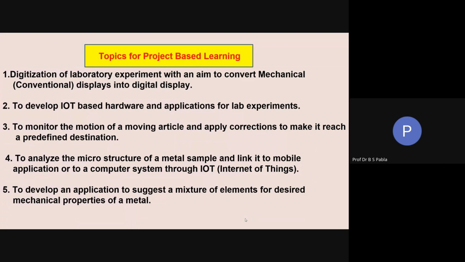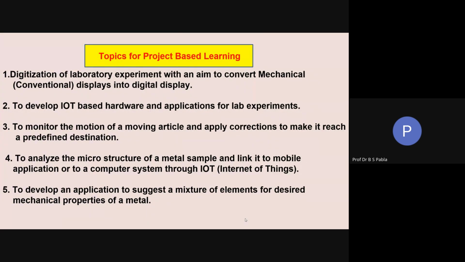To monitor the motion of a moving article and apply corrections to make it reach a prescribed destination. That means a vehicle is moving and you put some sensors and a control system on it, which continuously gives you the position, and if there is any deviation, it automatically makes the correction and it reaches the predefined destination. That there is continuous feedback. How to take the feedback, the student will learn.